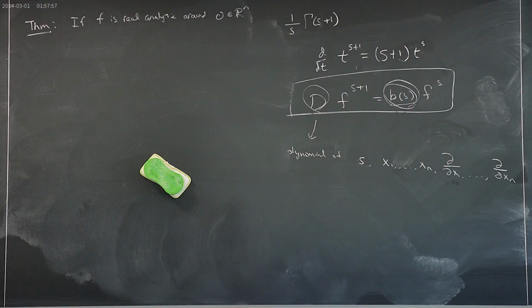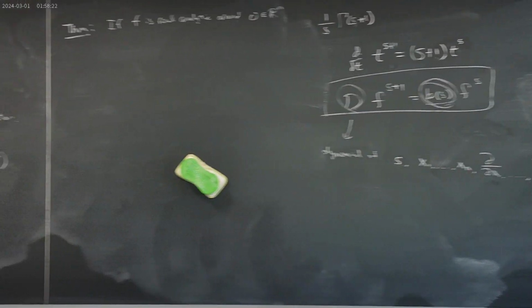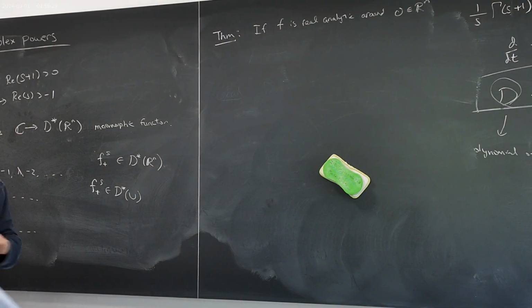By the way, we'll be doing things locally because even in the context of our problem of defining f_+^s as a distribution on R^n, you can define this locally. If you have some open cover of R^n, and you can define f_+^s as a distribution on each open set, then you can take a partition of unity, and this will yield f_+^s as a distribution on the entire space.